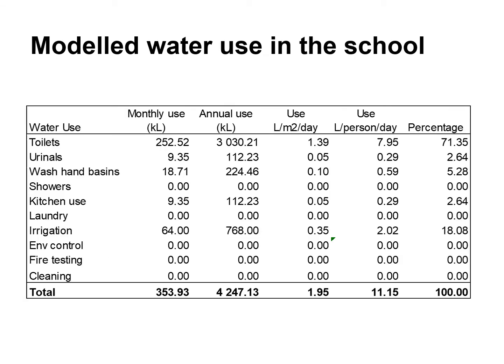So that data is put into the SWAM, and this is the data that's generated in the model. And what you can see here is that you get a monthly consumption in kiloliters for different uses: toilets, urinals, wash hand basins, showers, etc. Annual use in kiloliters, liters per meter squared per day, liters per person per day, and then the percentages. And so you get a very simple report that gives you a picture of water use in the school.